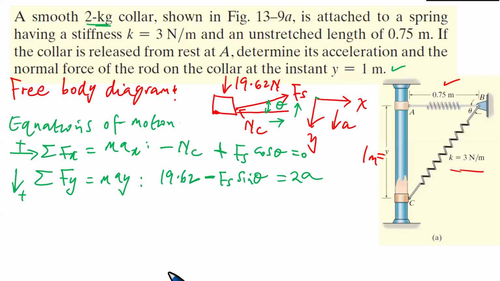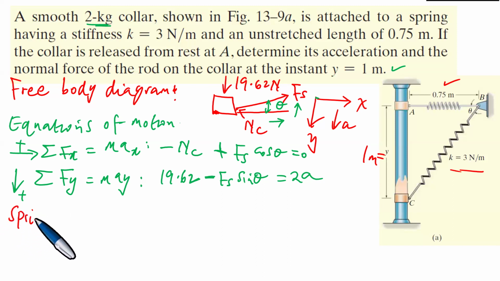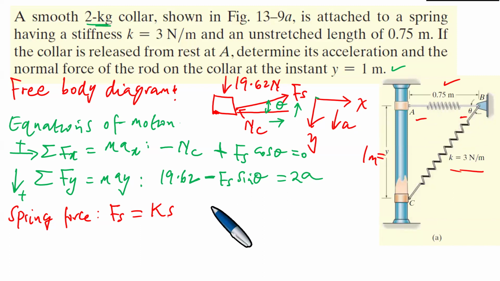Now, a couple of things are very important for us to take into account. There is something called the spring force. What is the spring force? The spring force Fs equals ks. We know that the distance from A to B when the spring is not stretched, AB, is 0.75 meters.